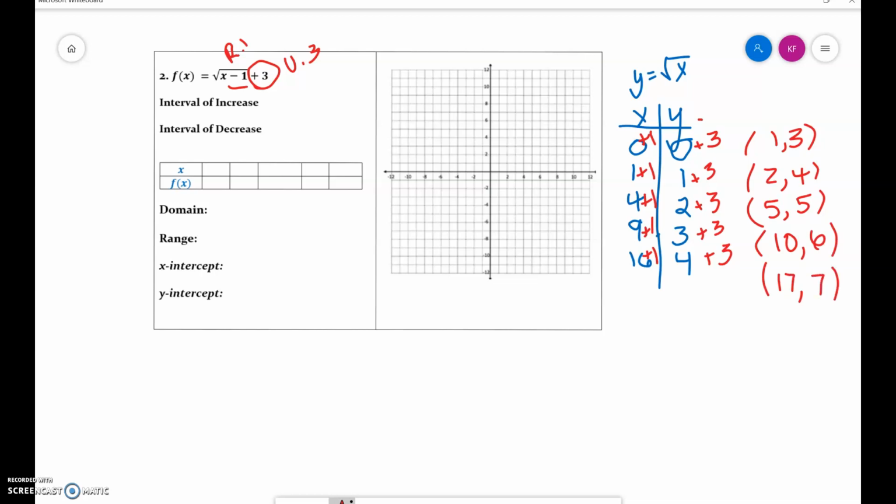So I'm going to go ahead and plot those points. (1, 3) is one of them. (2, 4) is the next one. (5, 5). (10, 6). And then way out here I would put like a (17, 7). Kind of beyond my graph.